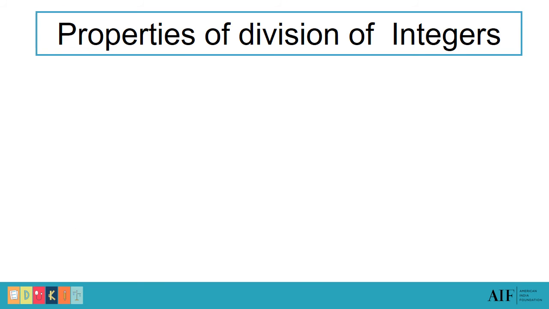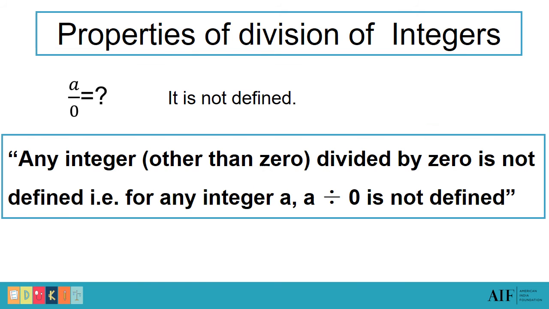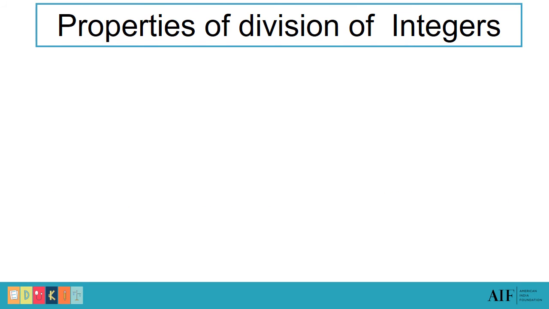Properties of division of integers. a by 0 is not defined. Any integer other than 0 divided by 0 is not defined. That is, for any integer a, a divided by 0 is not defined.